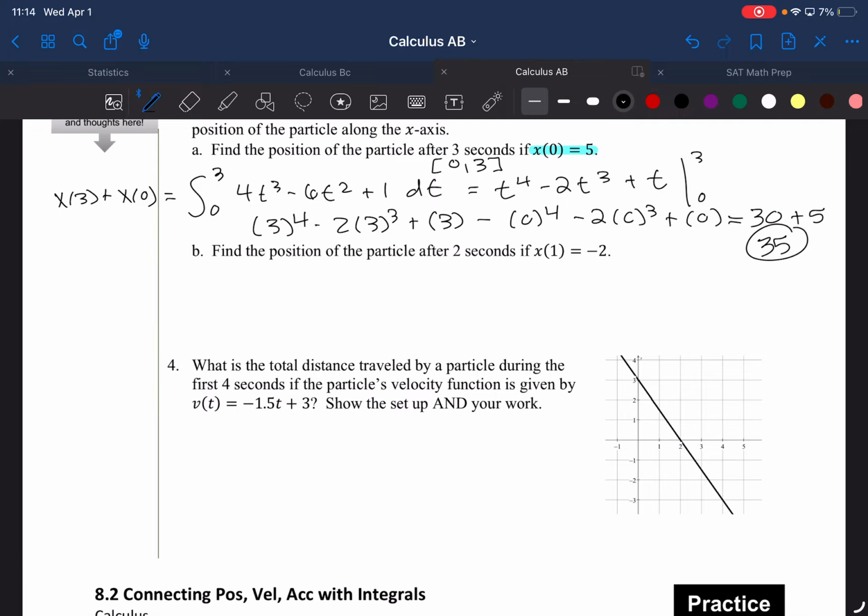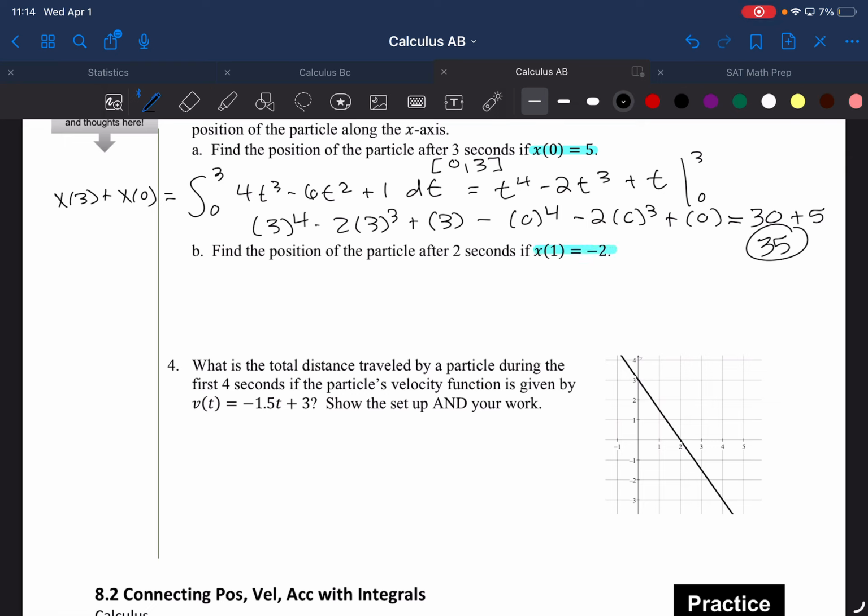Okay, so part B is similar. It says find the position of the particle after 2 seconds if the initial value is x of 1 equals negative 2, which means at time t is 1, they're already at a negative 2 distance. So once we find the position, we're going to add a negative 2 to the end.